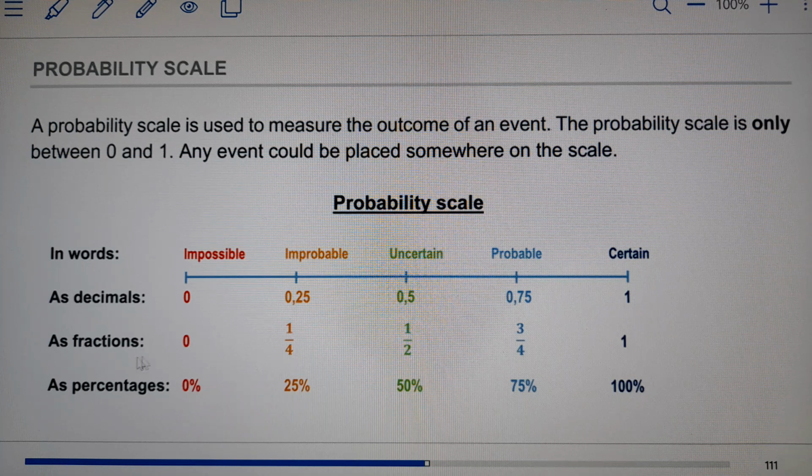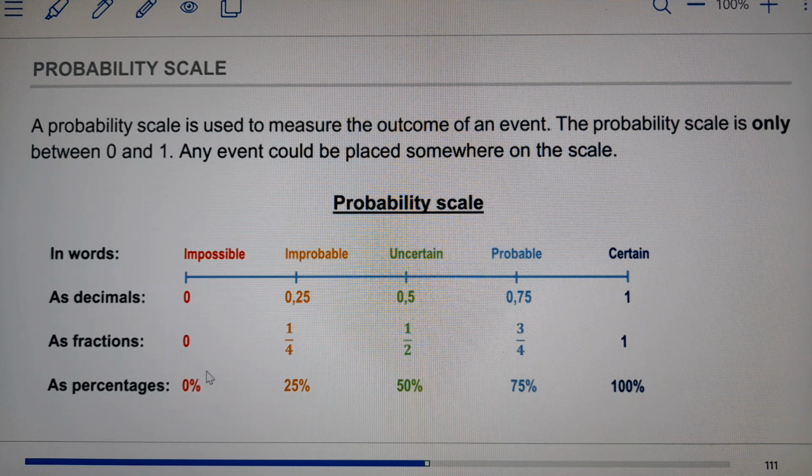We look at fractions. If a fraction is 0, it's impossible. If the fraction is a quarter, 1/4, it means high chances that it will not happen. And if it's 1/2, 50-50 chances that it will happen. And 3/4 means that it is more or less probable that the event will happen. And 1 means that it is 100% that it will happen.